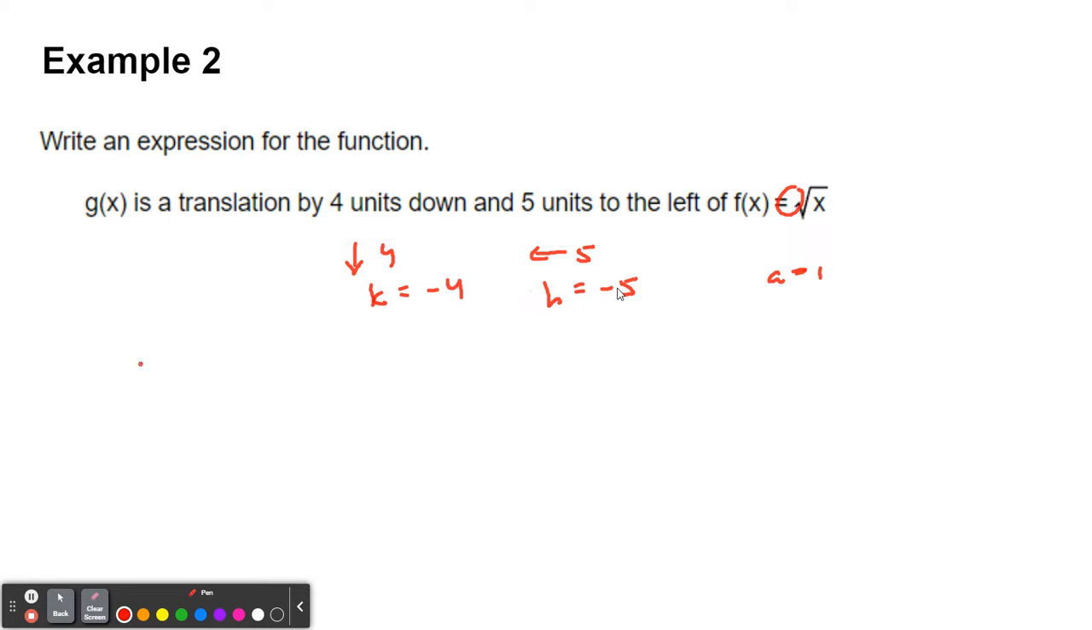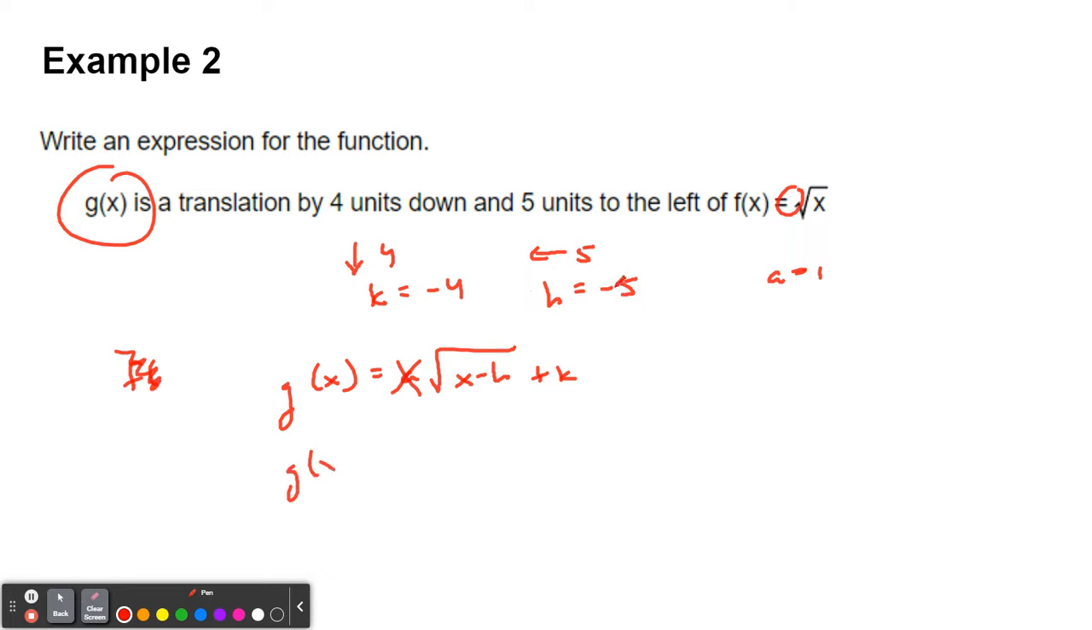So we're going to write down the general formula. So, and this is g of x, I'm sorry. So g of x right here. So g of x equals a square root of x minus h plus k. So now, again, like I said, the a is not going to be any different. It's going to be a 1. Your h is going to be this -5, and your k is going to be -4.